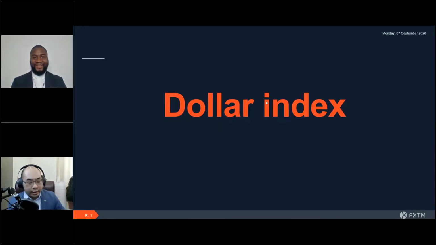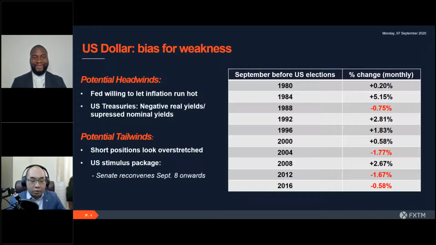All right, let's look at the dollar index, DXY, here. So here's what the Fed's new approach to US inflation could mean for the dollar. The short and oversimplified answer is we expect the dollar to weaken.